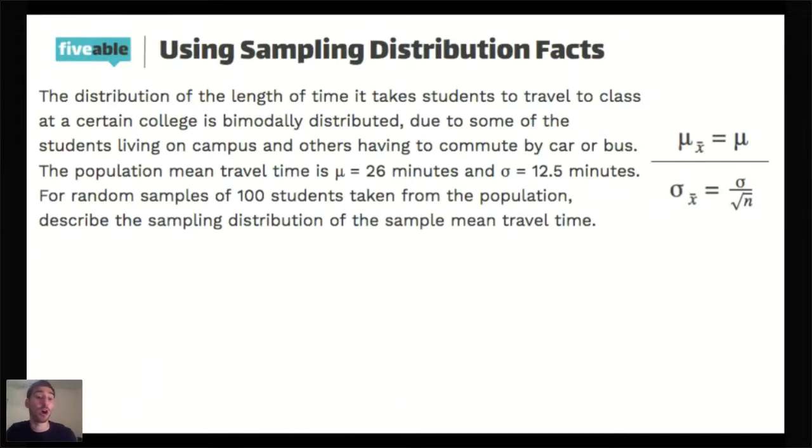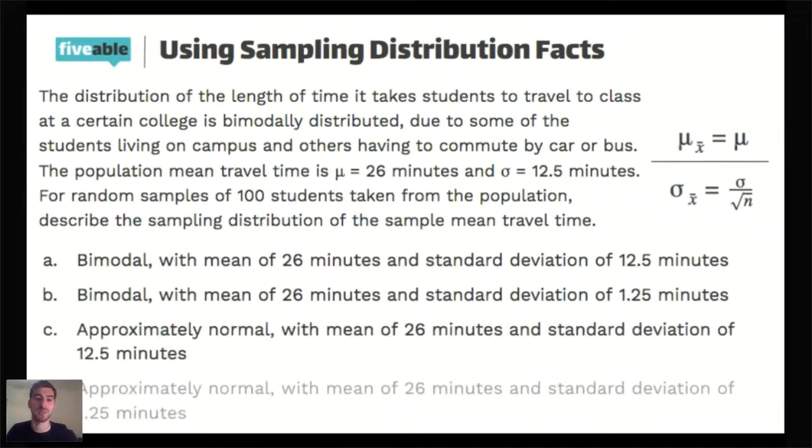And so all of our answer choices are going to give us a shape, a center, and a spread. And here are some sample choices. One of these is the correct answer. In about 20 seconds, I will reveal which one is correct based on this situation. Answer coming in 3, 2, and 1.